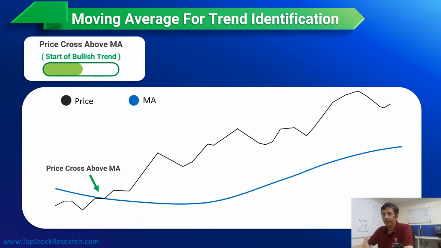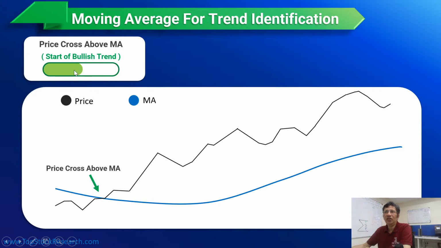Moving average for trend direction. So what happens is when the price crosses above a certain moving average, it typically tells you about a change of the direction of the price, right? So in this particular case, when the price crosses above a moving average, it is a bullish trend, and as the signal also shows that it's bullish, it is the start of a trend.